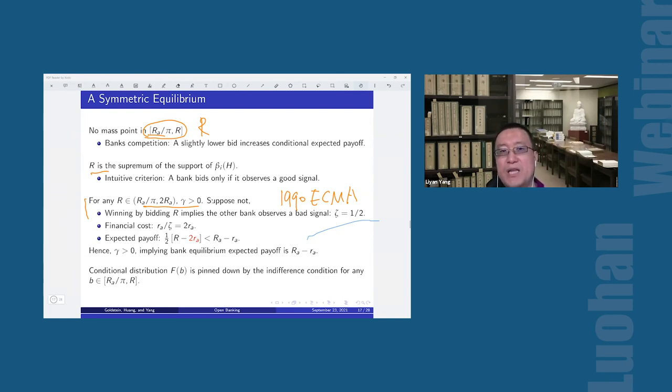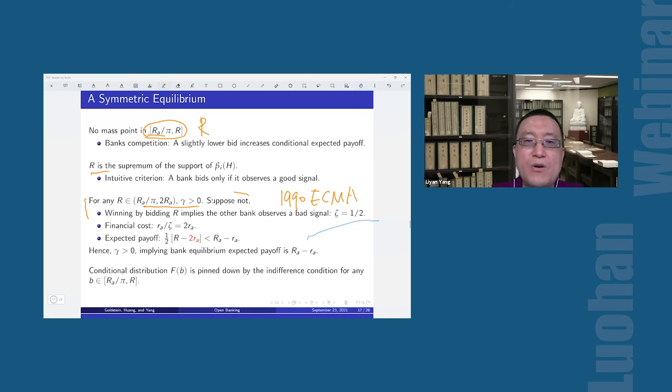Bad signal, they will not bid. So they do not randomize in this good signal situation. And that's very different. We also show that this, again, is driven by the endogenous reaction of depositors. So the behavior is driven by our new feature.